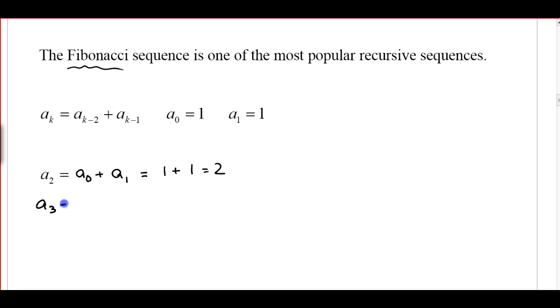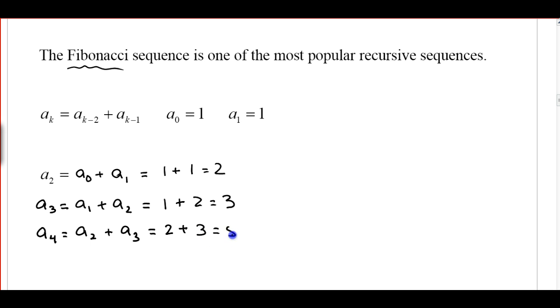A sub 3 would be a sub 1 plus a sub 2. The a sub 1 was 1, and a sub 2 was 2, so that gives us 3. And the fourth term would be the second term plus the third term, so the two terms right before it. That would be 2 plus 3, which is 5.